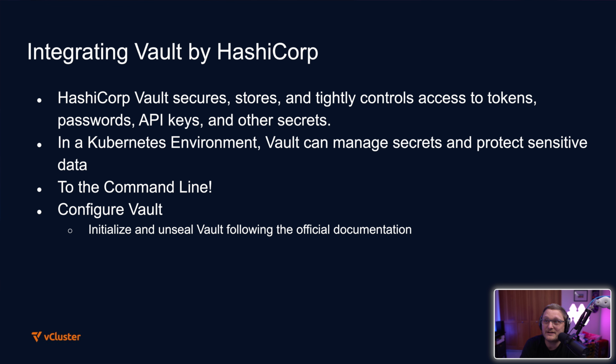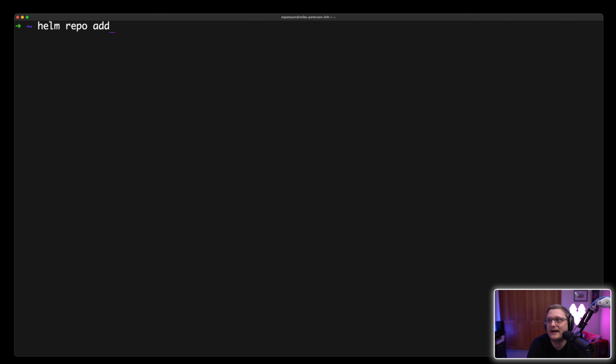All right, now that we've done that, let's look at integrating Vault by HashiCorp. HashiCorp Vault secures, stores, and tightly controls access to tokens, passwords, API keys, and other secrets. In a Kubernetes environment, Vault can manage secrets and protect sensitive information. Let's go to the command line again and take a look at how to get Vault installed. We're not going to get too deep into it because to configure it, you're going to need to go over to the Vault information and follow the official docs.